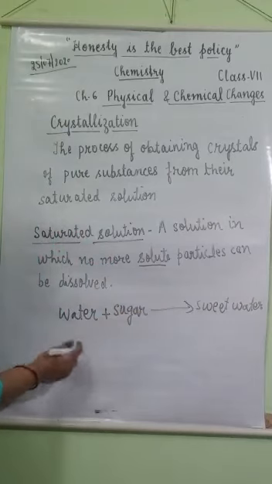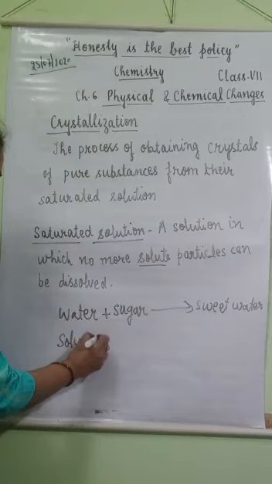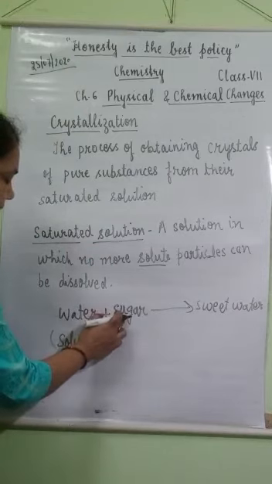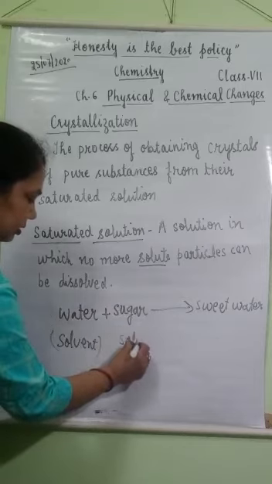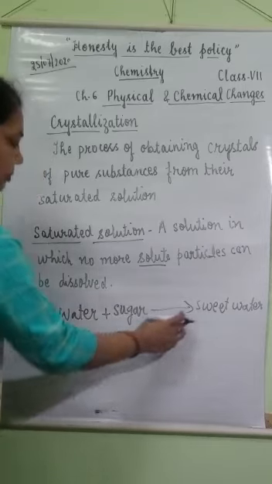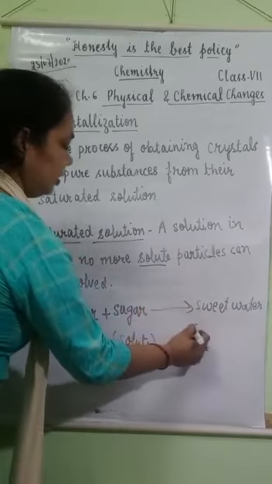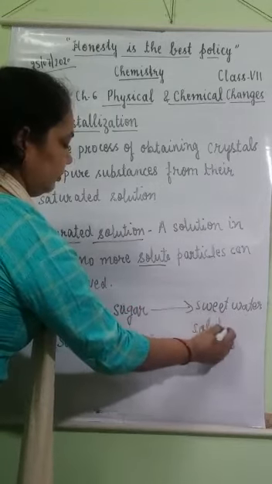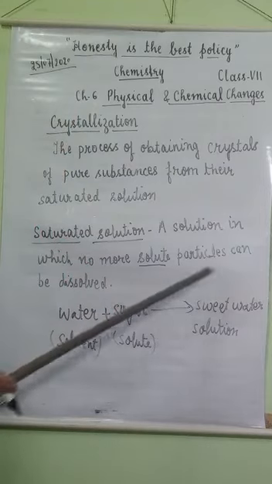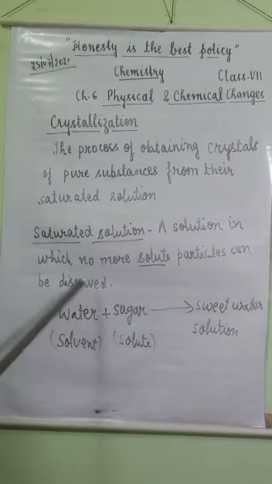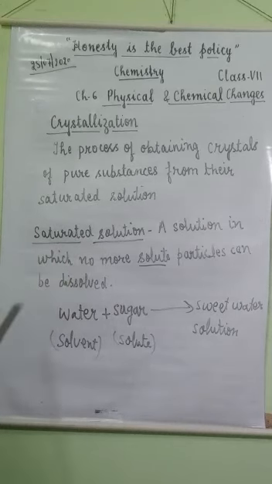So water in which sugar is dissolved is known as solvent, and sugar particles which dissolve in water are known as solute, and the mixture of sugar and water is known as solution. So the solution in which no more solute particles can be dissolved is known as a saturated solution.